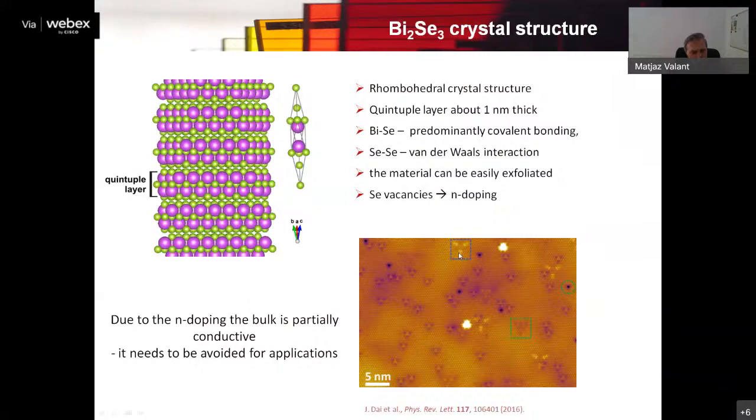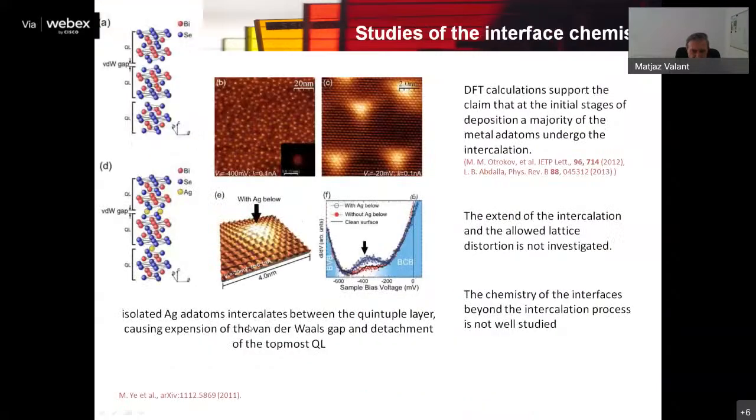And there's now a lot of research on how to eliminate these defects from the bulk. Our latest project that we won, which we will be performing together with EPFL, is really aiming to reduce the density of the defects in the bulk. However, this is not the topic of our research. The topic is how these materials interact with metals.